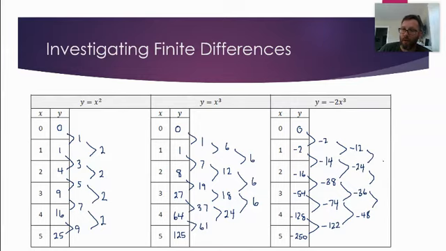We've done the first differences, and they were not equal. Of course, if they were, it'd be a linear function. The second differences were not equal. If they were, it'd be quadratic. We saw that the third differences were equal for y equals x cubed, and they're equal again for negative 2x cubed. It's just that the third differences are negative 12.